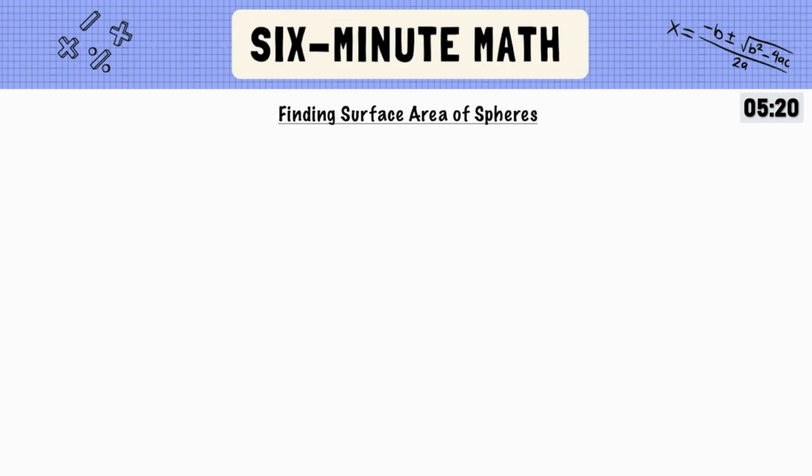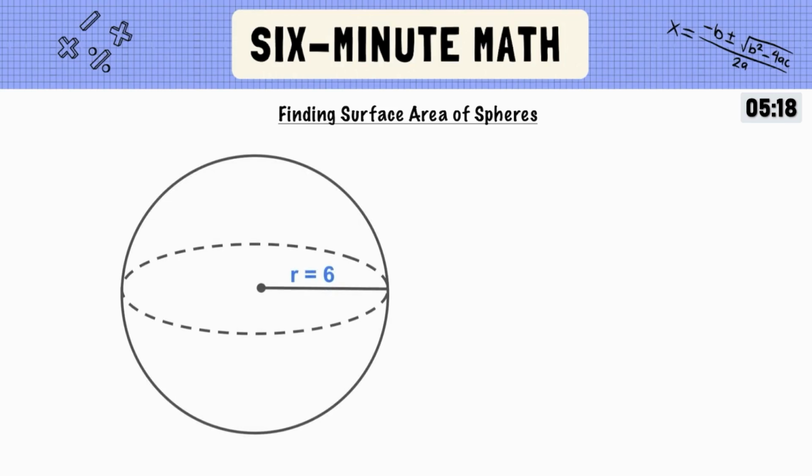So how do I find the surface area of a sphere? Well, I am simply going to use the formula 4 pi r squared. Now, hopefully this looks kind of familiar to you because pi r squared is the formula for area of a circle. So the area of a sphere is actually just 4 circles with the radius on top.